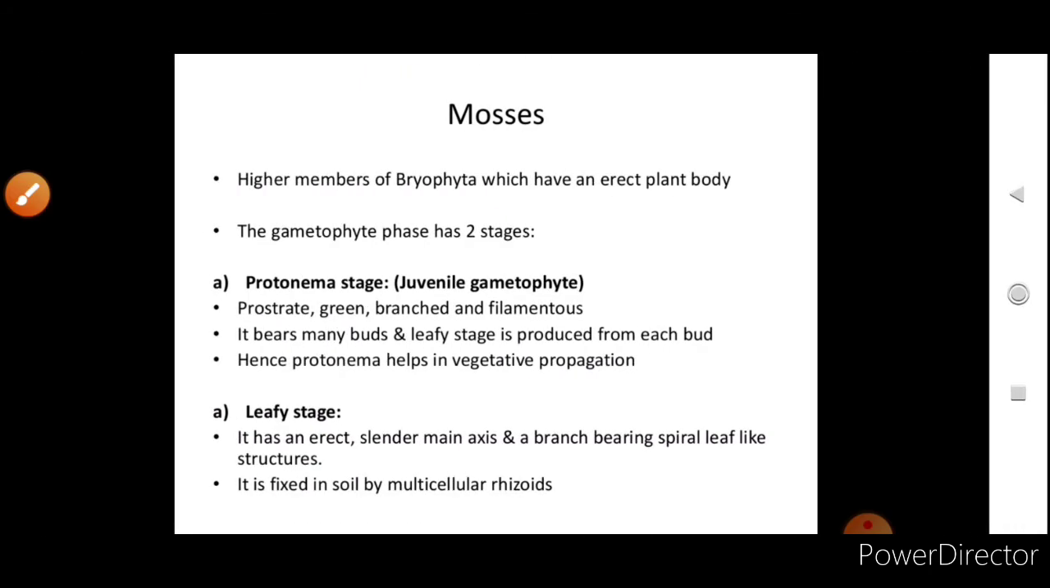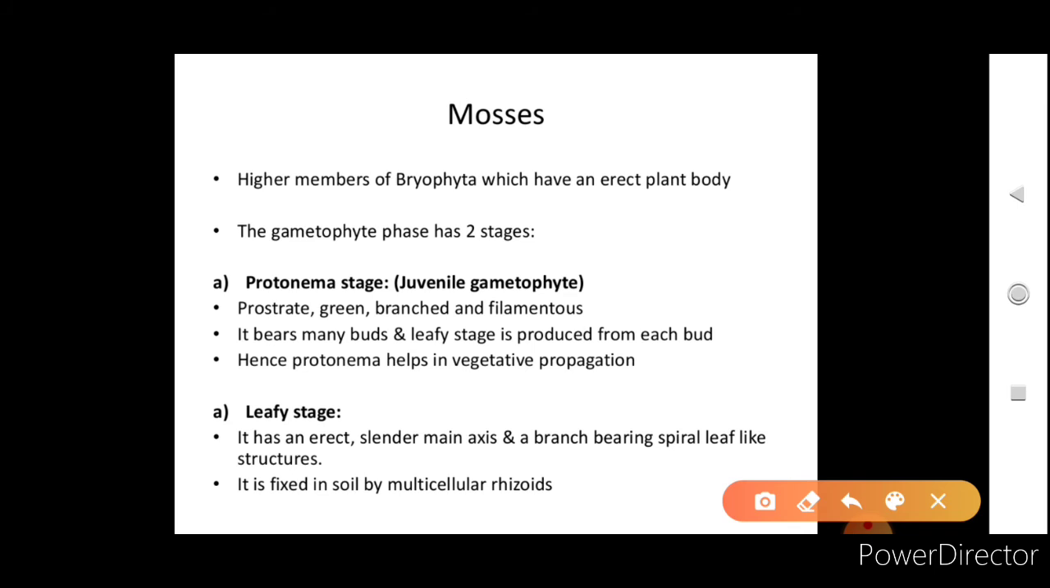Now mosses, higher members of Bryophyta, have an erect plant body. As we have seen in Funaria, the gametophyte phase has two stages, that is the protonema and the leafy stage. The protonema stage is the juvenile gametophyte, which is prostrate, green, branched and filamentous. It bears many buds, and leafy stages are produced from each bud. Hence, protonema helps in vegetative propagation.